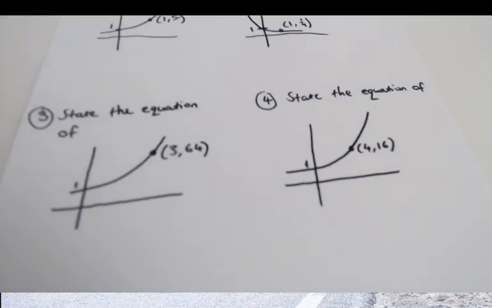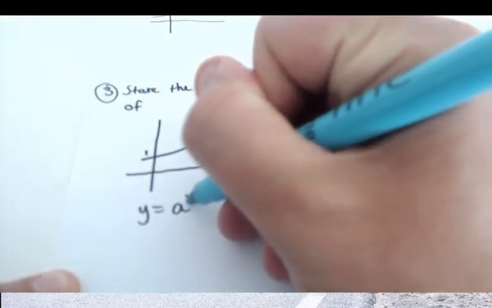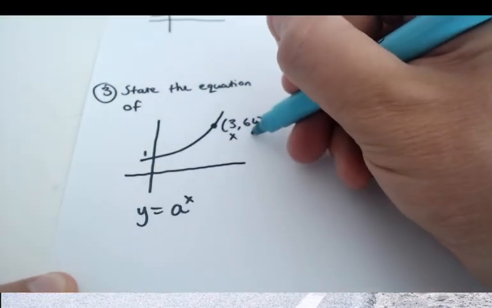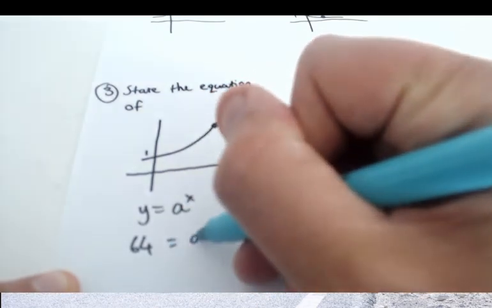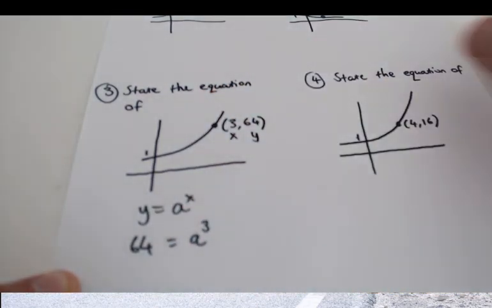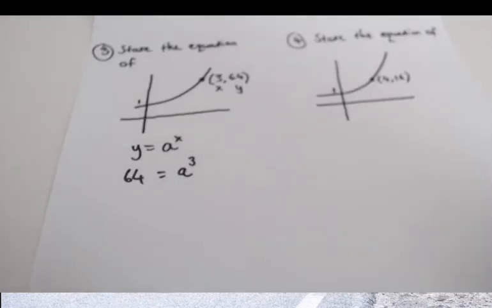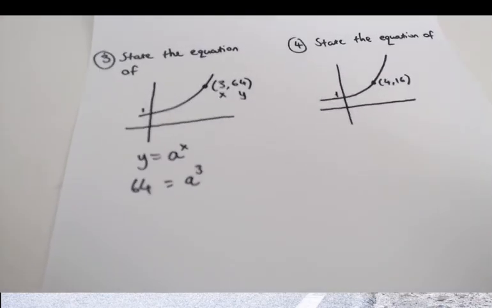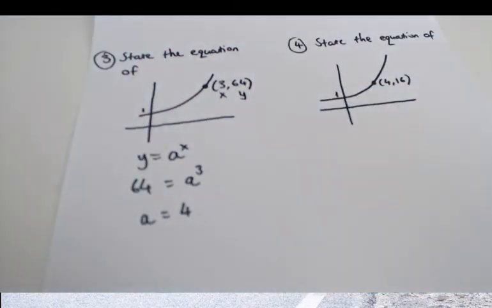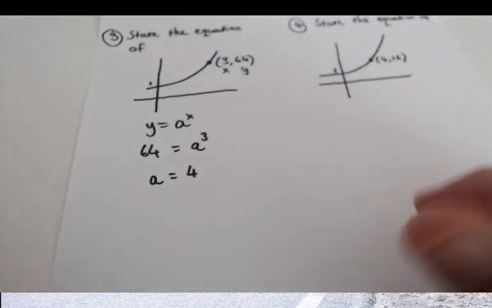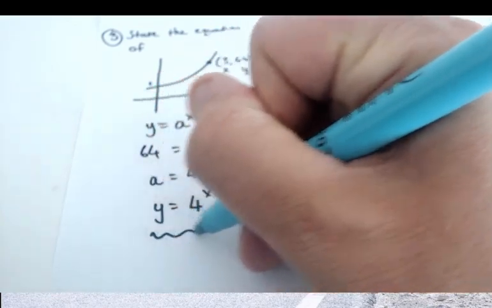Number 3, state the equation. Okay, so it's going to be y equals a to the power of x. This is the x value, this is the y value. Substitute them in. 64 equals something cubed. What number cubed is 64? Anybody? Oh, that's right. 4 cubed is 64. 4 times 4 times 4. So that means this is the equation, y equals 4 to the power of x.